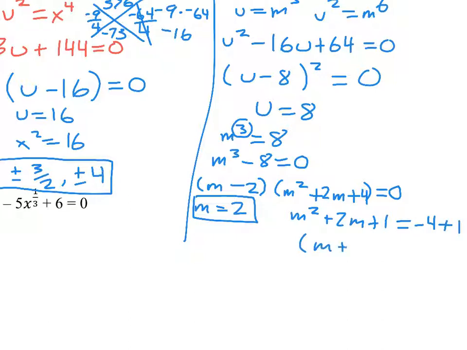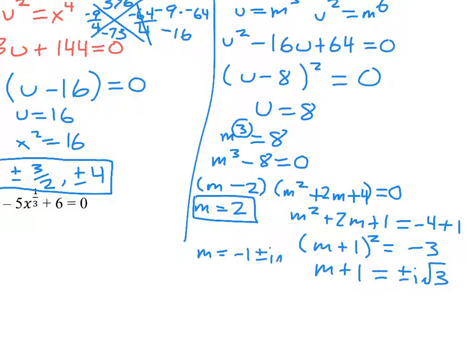Factoring, I get m plus 1 equals -3. M plus 1 squared, that is. M plus 1, if I square root the left, and then plus or minus i radical 3 if I square root the right. And so we have our other solution. This is actually two solutions, plus or minus. Well, before the plus or minus, I have to move the 1 to the other side. M equals -1 plus or minus i radical 3.